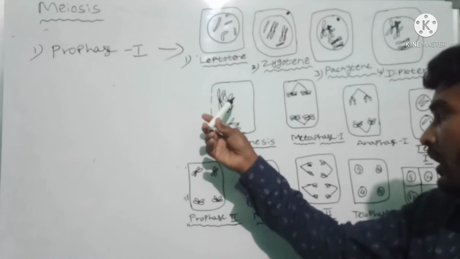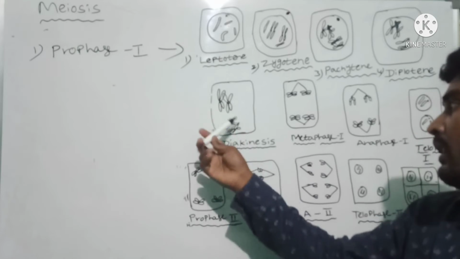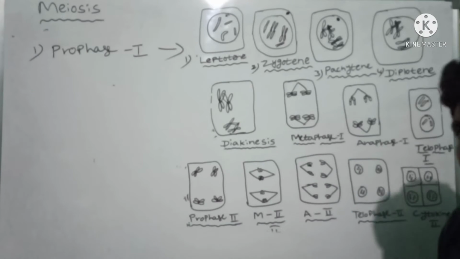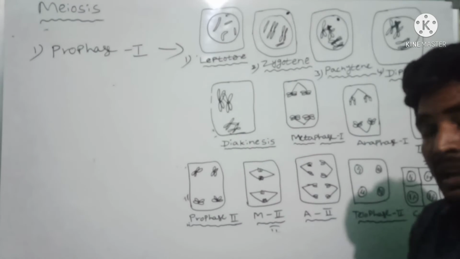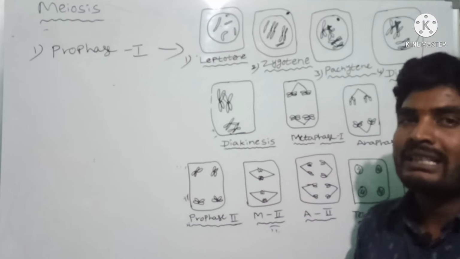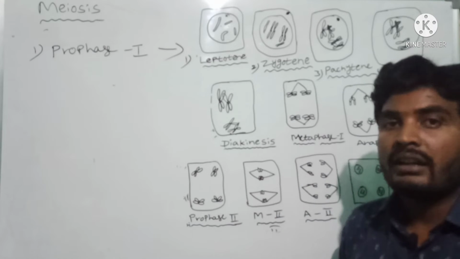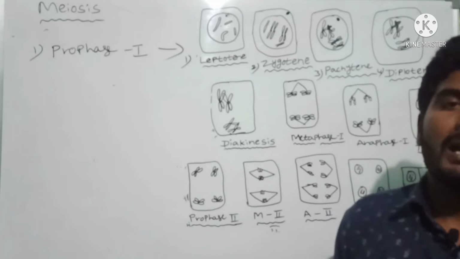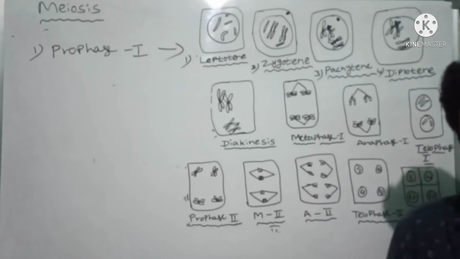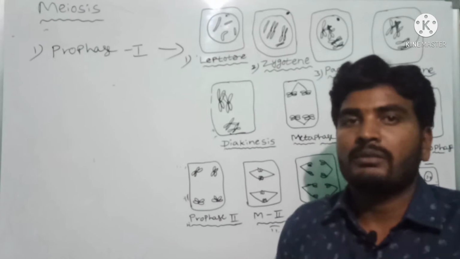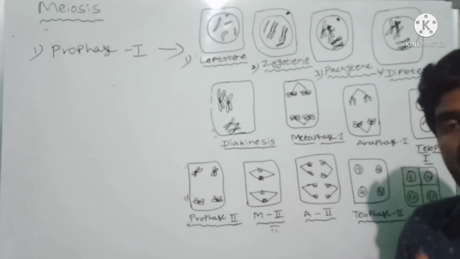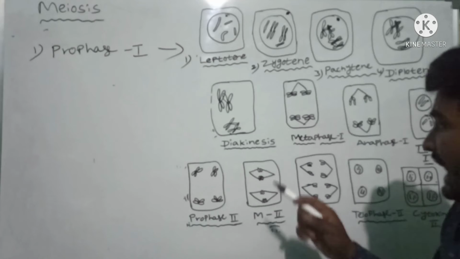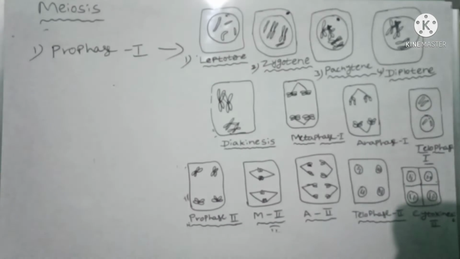Movement of chiasma towards the end of the chromatids is called terminalization. In diakinesis, the nuclear membrane and nucleolus disappear, and bivalent chromosomes can migrate into the cytoplasm. In this stage, chromosomes are scattered in the cytoplasm due to the disappearance of the nuclear membrane and nucleolus. This is the diakinesis. Next one, metaphase 1.